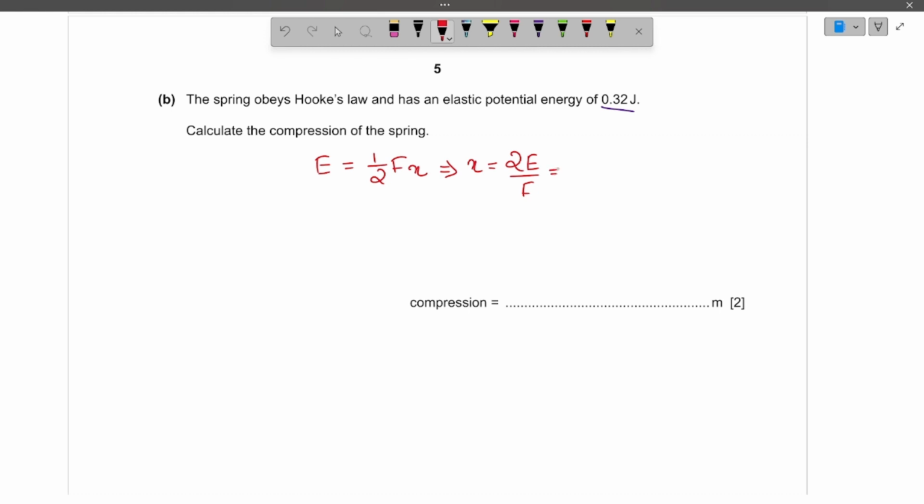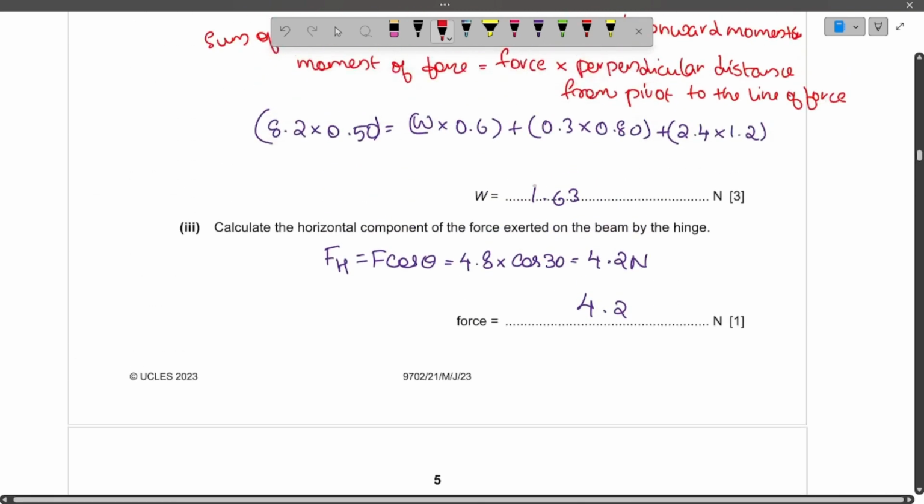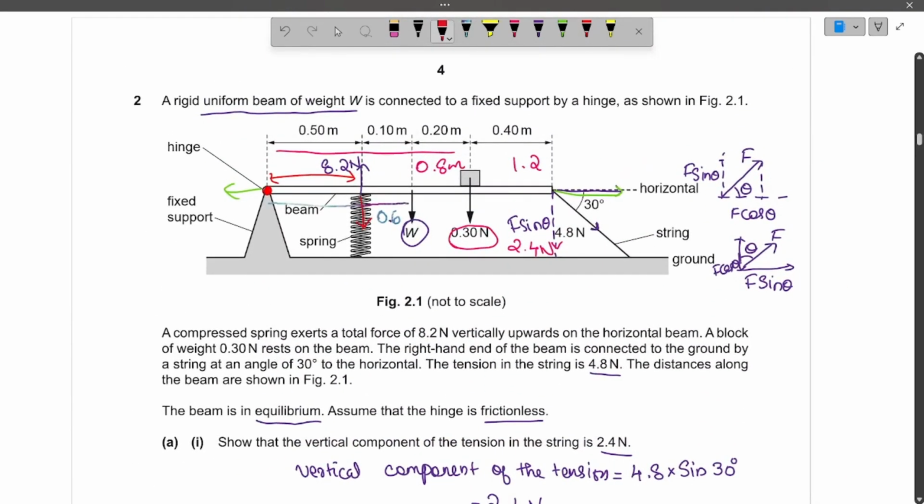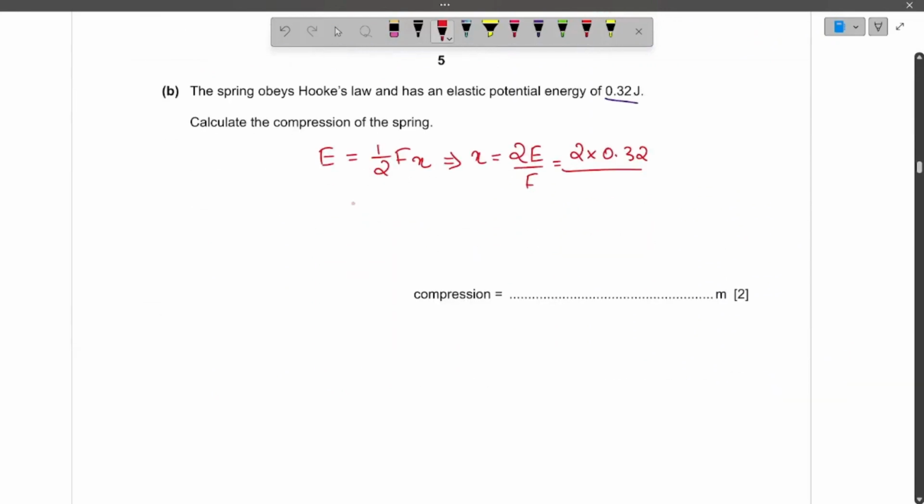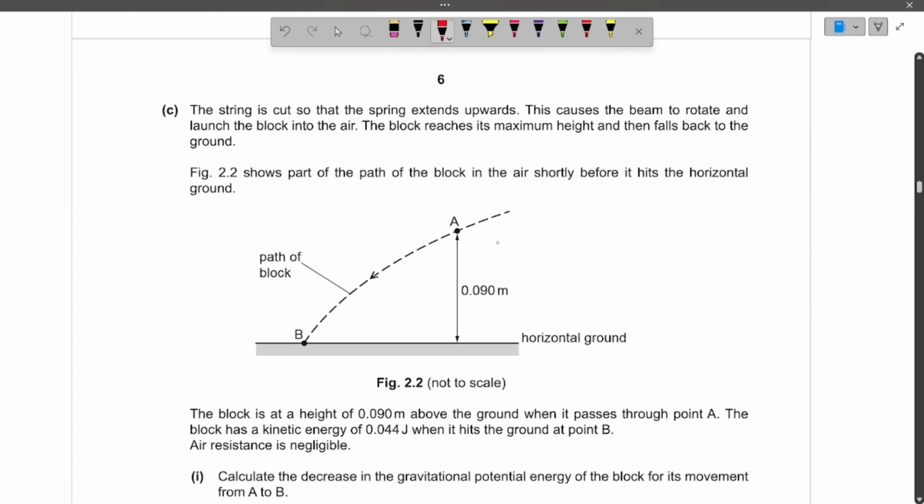Here the elastic potential energy is already given, that is 0.32, but you don't know the force exerted. You can find it from the figure itself, because the force exerted would be the force acting on this spring, which is compressing, right? Since the beam is in equilibrium, the upward force must be balanced by the downward force. If the spring is exerting 8.2 newton, what will be the restoring force on the spring? It would be the same, right? So 8.2 is the force that you need to consider. You do the calculation and you'll be getting the compression length as 0.078 meter. Then moving on to the next part of this question, C. The string is cut so that the spring extends upwards.